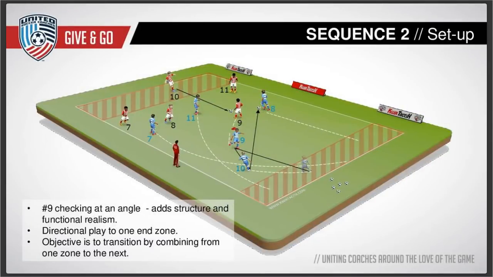Excellent. And so let's go to sequence 2 now. Here we go. A lot more complex. The ball's moving, and we've got players moving all over the place. So let me do my best to explain what's happening. So if you remember, the blue team started with the ball in the end zone, played it into the number 9.